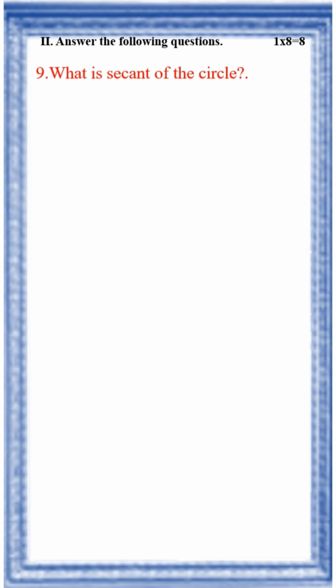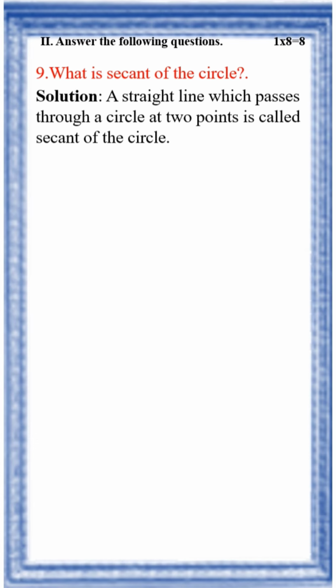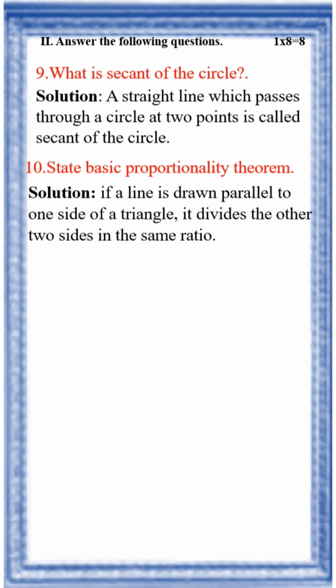What is a secant of the circle? A straight line which passes through a circle at 2 points is called secant of the circle. State basic proportionality theorem. If a line is drawn parallel to one side of a triangle, it divides the other two sides in the same ratio.